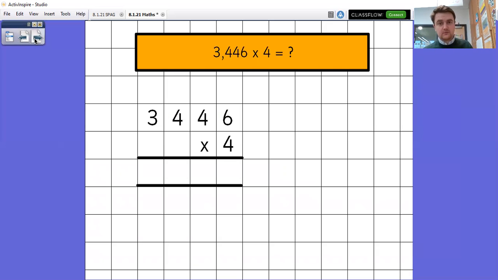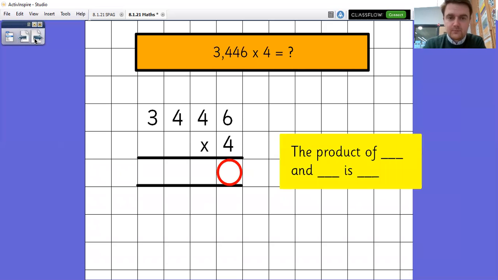Now we're going to have another go with 3,446 times 4. What I'd like you to do though is pause it at the start of each method, try it yourself, and then see if you got the same thing that I got. You can also follow along to see, if you didn't, what did I do differently? So pause it here, have a go at that one in that method first, and let's have a look.